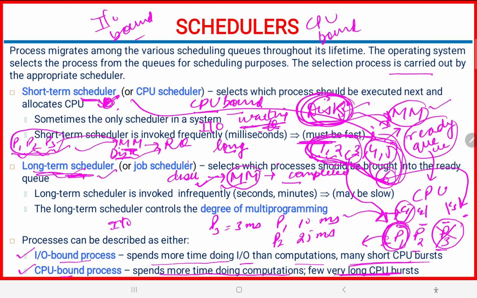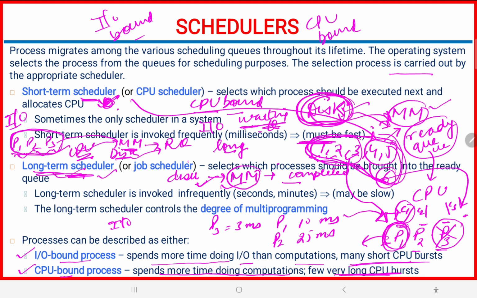On the other hand, let's assume the opposite. Let's suppose that P1, P2, P3, all of them are IO bound processes. In that case, what will happen? These processes will spend a small amount of time with the CPU.